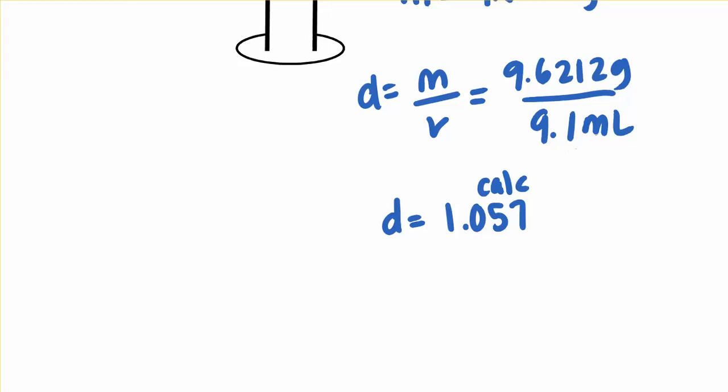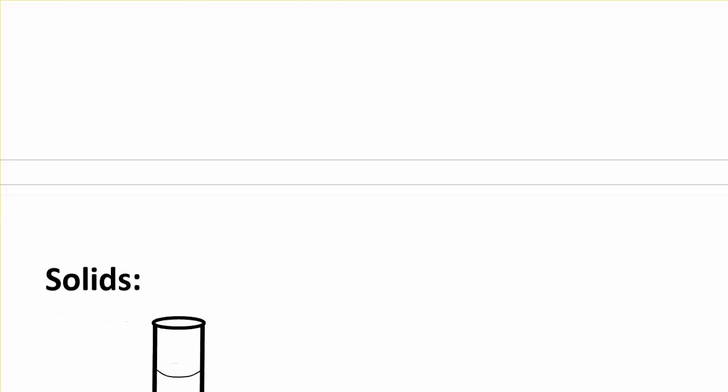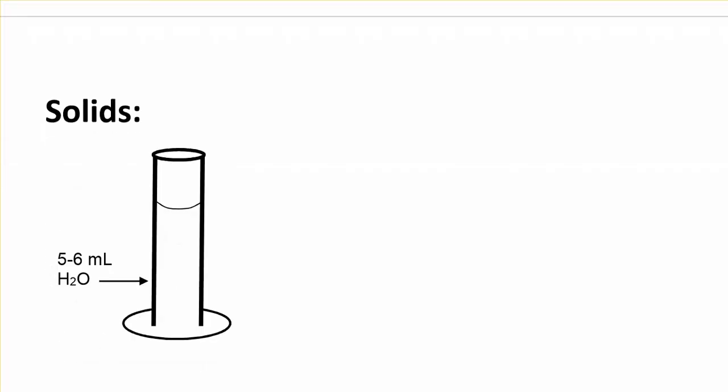So our volumes will usually have fewer significant figures. So to round this to 2 sig figs, I'm going to do 1.1 because that rounds up. This digit is 5 or greater. And then for units, we need to look back up here. Those units are still there. That's our units for density in this case. So that's pretty easy. Let's look at how we do the density of a solid.